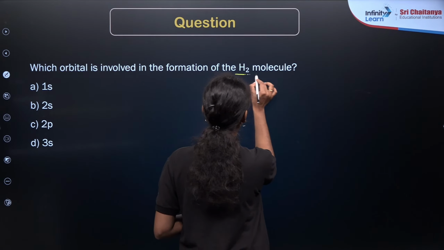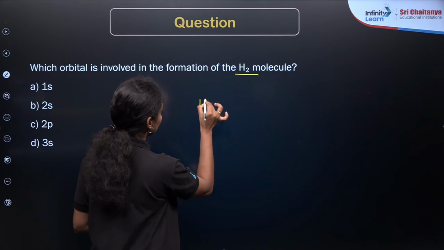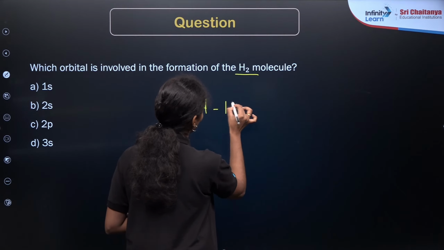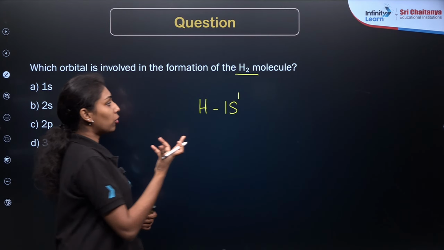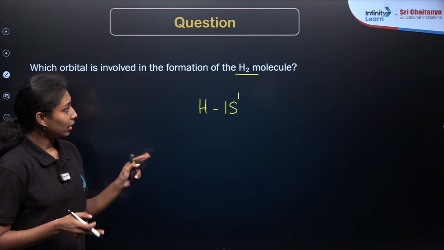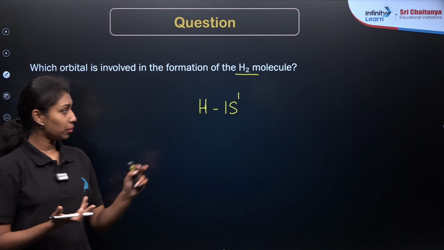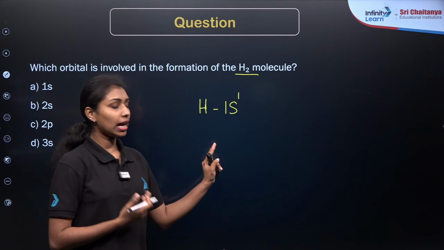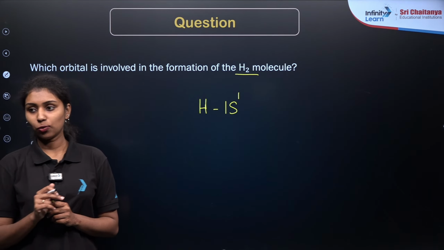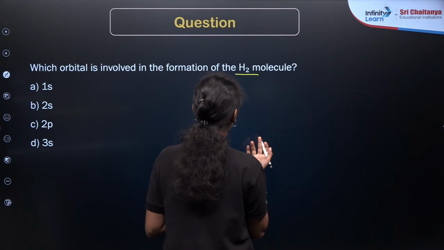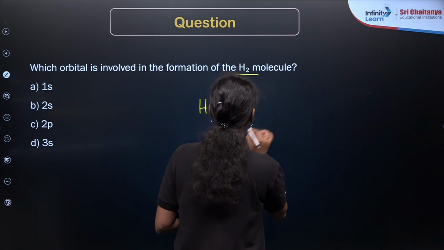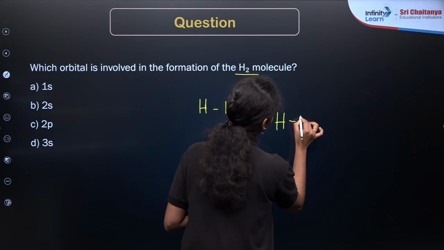Hydrogen molecule means two hydrogen atoms are present. So obviously in the case of a hydrogen atom, there is only one orbital, that is the 1s1 orbital. So if they are forming the H2 molecule, the 1s1 orbital of one hydrogen will overlap with the 1s1 orbital of the second hydrogen atom to form head-on overlapping, end-to-end overlapping, so they will form the H2 molecule.